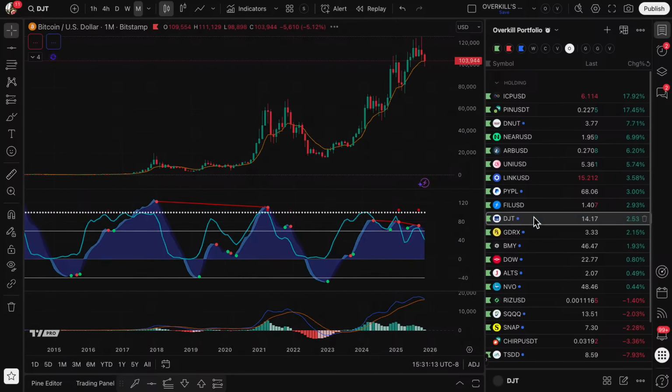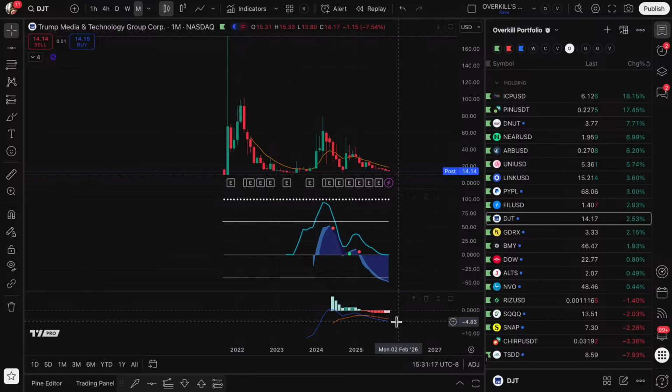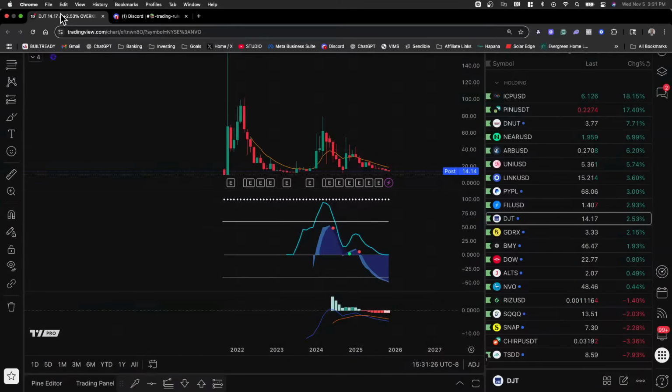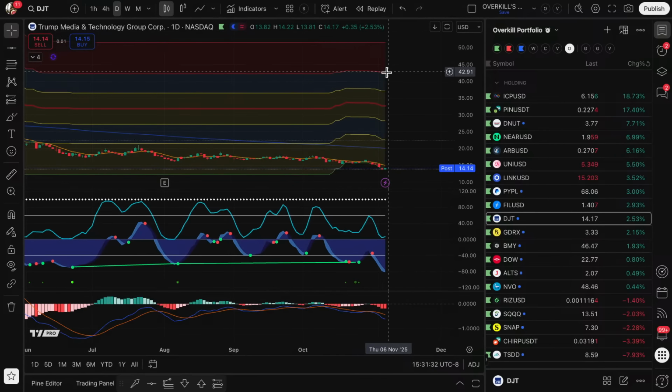Okay? That is where I believe DJT is right now. And that's not just because I believe that. It's because it's what the data says. Logic, data, discipline. That is what we go by here. So I am fully convicted that DJT is eventually going to go back to the red zone. It might take 6 months, might take a year, it might take a month, right?